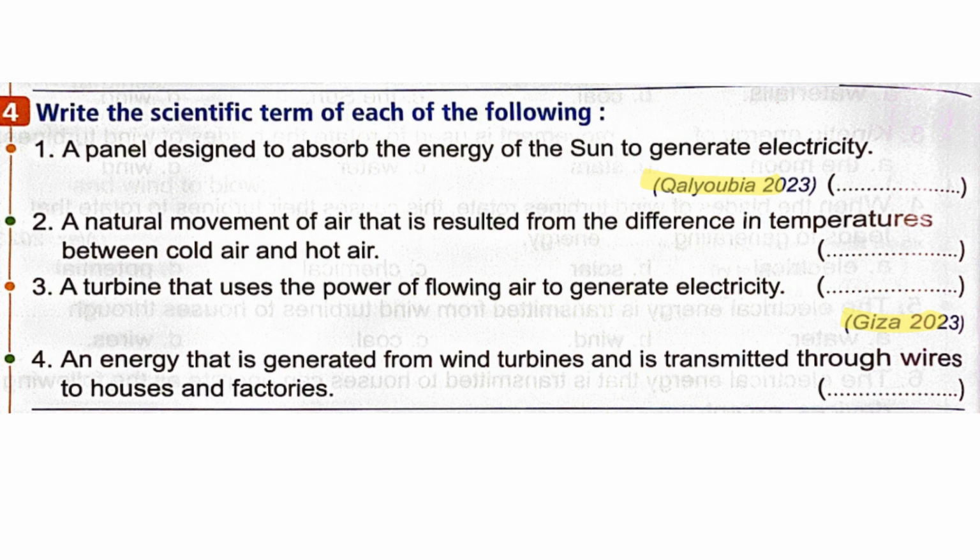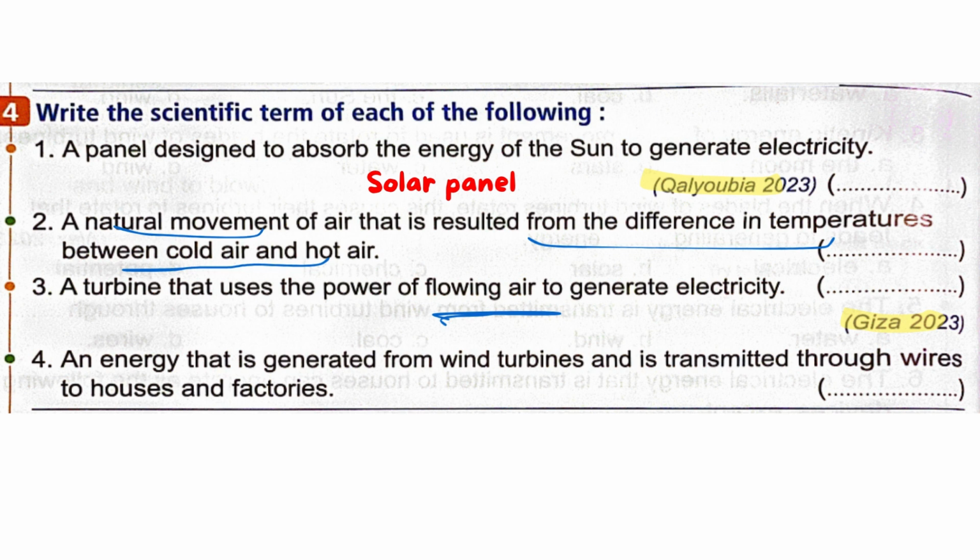A panel designed to absorb the energy of the sun to generate electricity. What is this panel that absorbs the energy from the sun, the solar energy, to generate electricity? Yes, it's very easy. It's a solar panel. Solar panel.